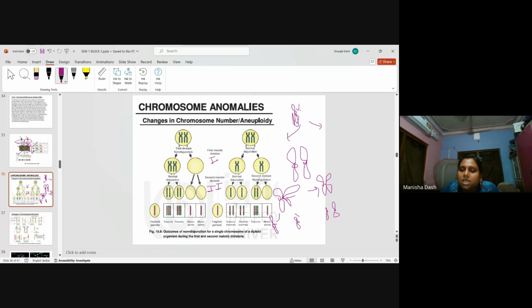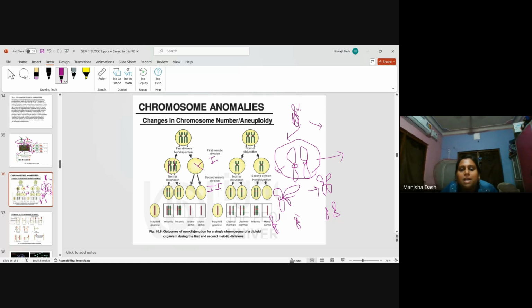But if these two homologous chromosomes, or these two X chromosomes, which were supposed to move to different poles do not separate, then what will happen? Now both the X chromosomes will move to one cell and the other cell will not have any X chromosome. Now in meiosis 2, there is normal disjunction. That means the chromatids will be separated.